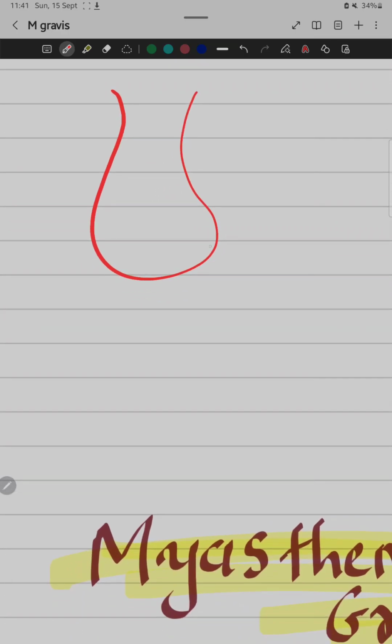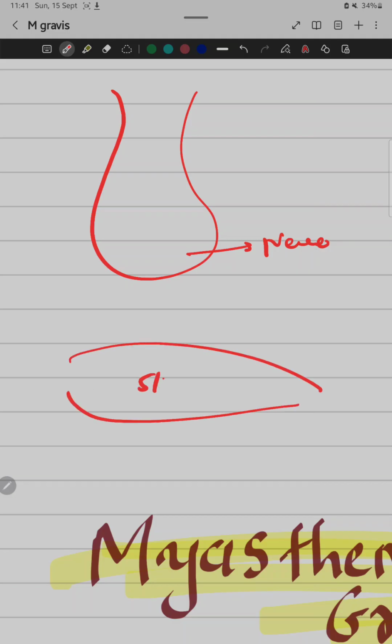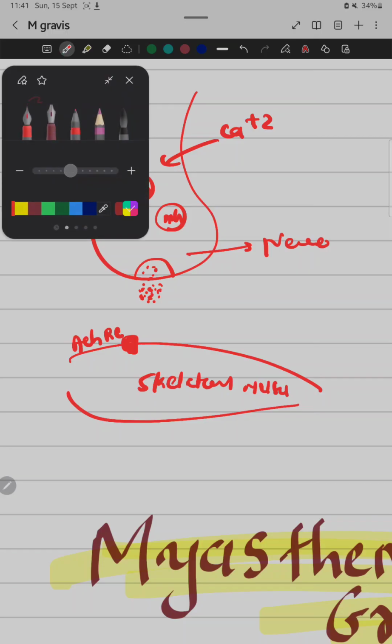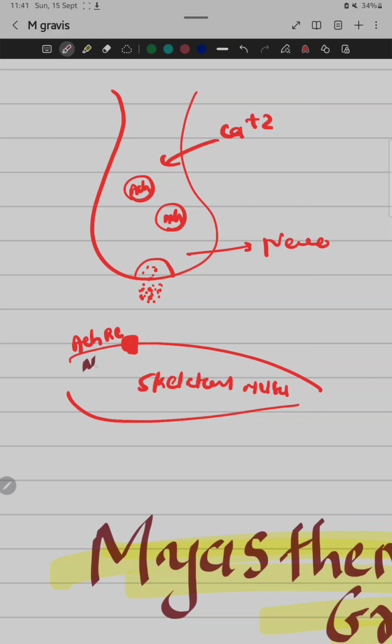This is the neuron and this is the skeletal muscle. What occurs normally is that whenever calcium influx occurs, the granules filled with acetylcholine release it at this site, and here is the receptor of acetylcholine, called the acetylcholine receptor. Acetylcholine has two types of receptor, the N type and the NM type.